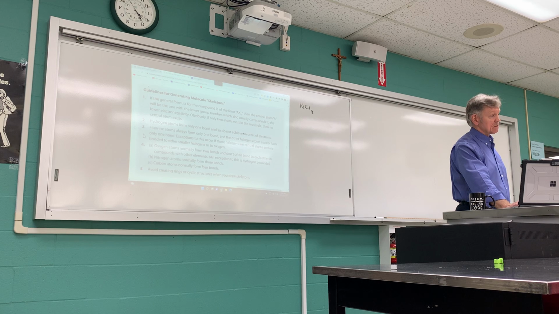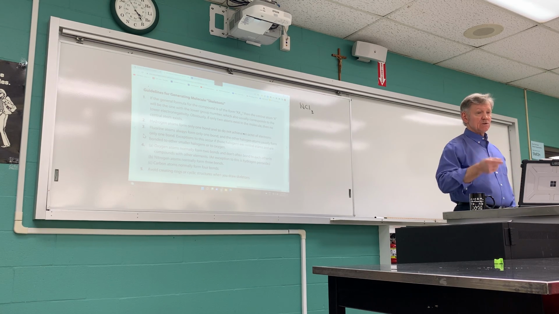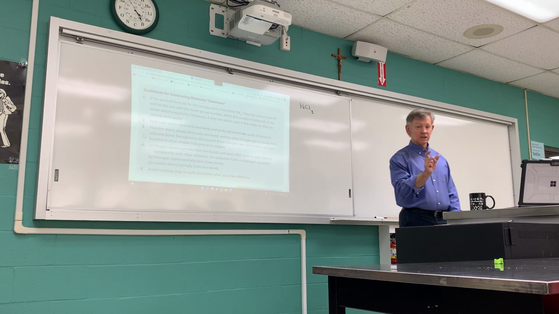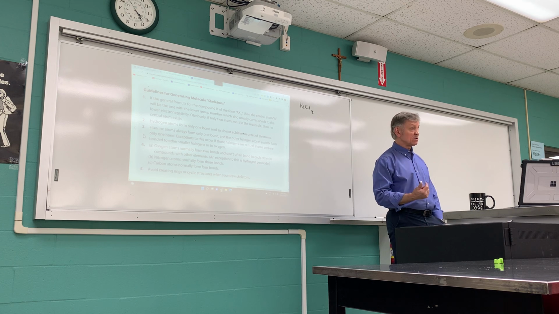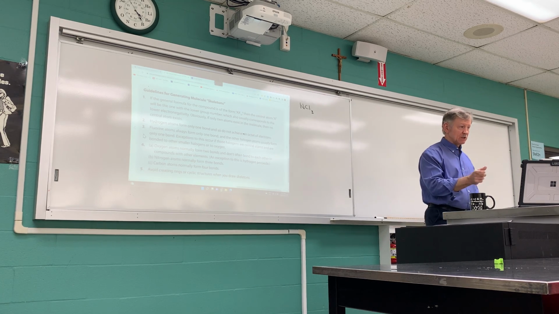For kind of the same reason, fluorine's 2s2, 2p5. That's 7 electrons in that second energy level. There's only room for 1 more. So this is also telling you, if you ever have any more than 1 line coming from a fluorine, it's wrong.